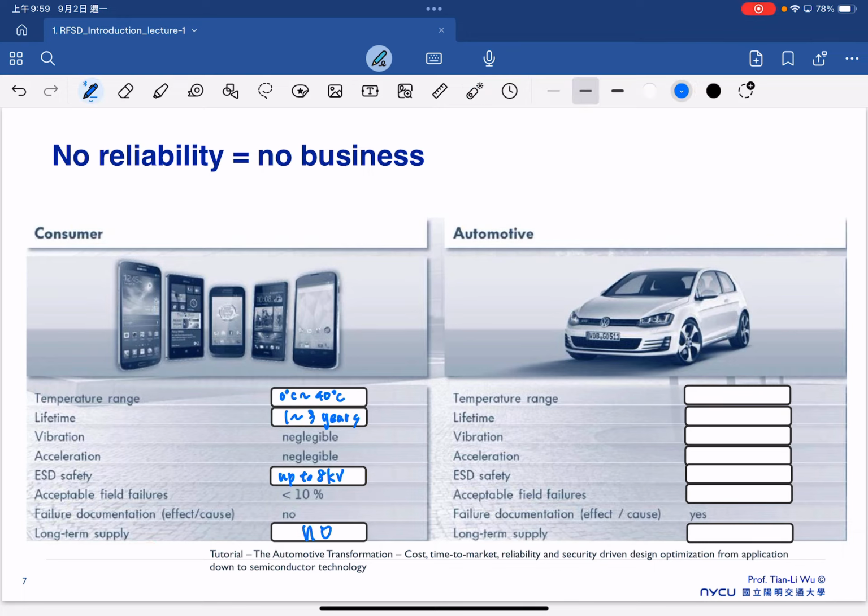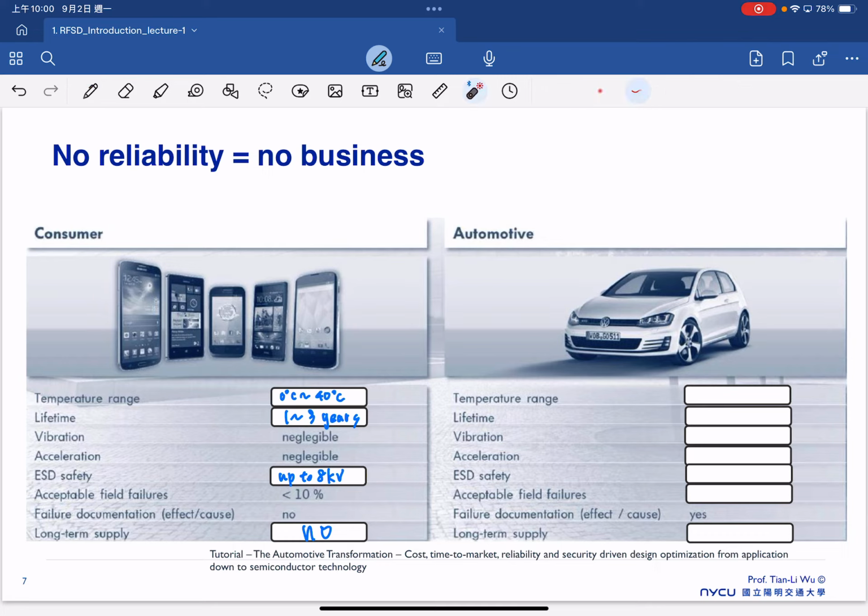So the long-term supply, that means that if you have a phone that you have used for 10 years, but if you go to the store and say you want to replace a component, that's not possible. All the store people will just tell you that you should just change to a new phone rather than fix it, because there's no long-term supply for the component here. However, if you look at the automotive business, that's a completely different scenario.